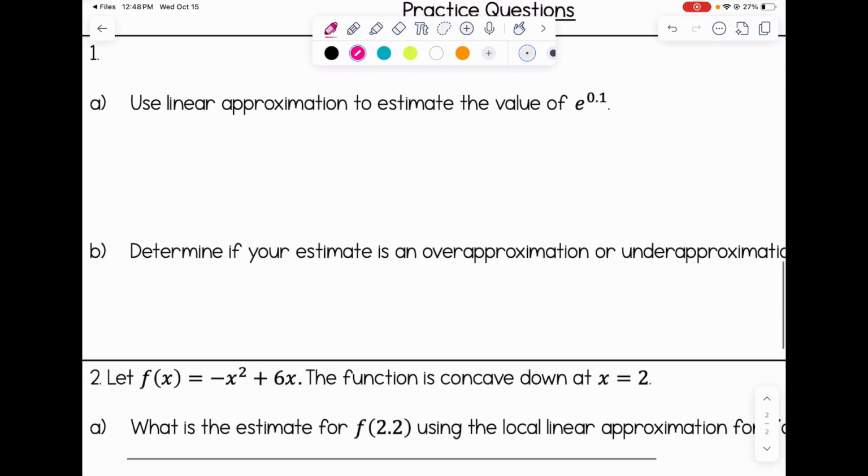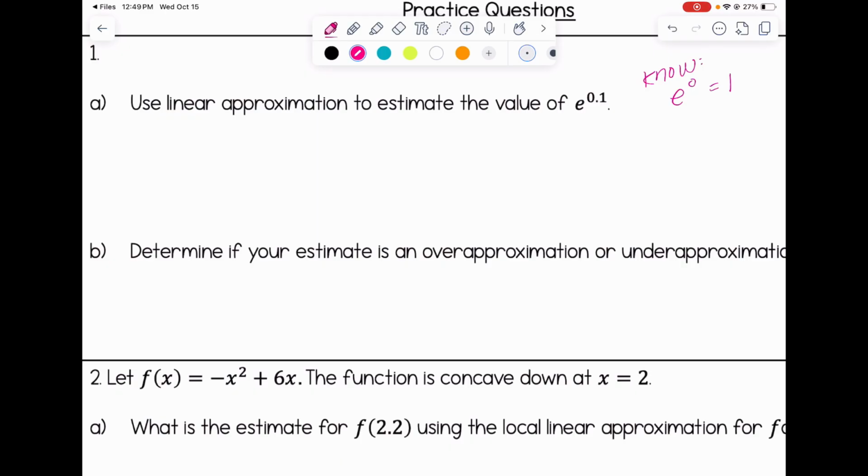So number 1 says, use linear approximation to estimate the value of e to the 0.1. I don't know what the value of e to the 0.1 is, but I know what e to the 0 is. When you see a problem like this, think: what do I know? I know e to the 0 is 1. So I can guess that this answer is going to be a little bit greater than 1, and we want to use that type of reasoning.